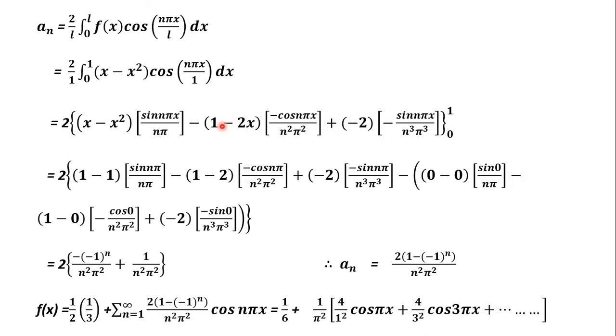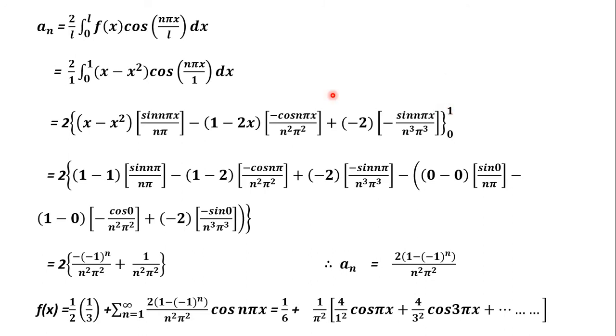plus derivative of 1 minus 2x is 0 minus 2, into integration of minus cos n pi x, which is minus sin n pi x by n pi. n square into pi square is present there, so we get n cube into pi cube, with the limits from 0 to 1. Now substitute the value of x as 1 and 0.